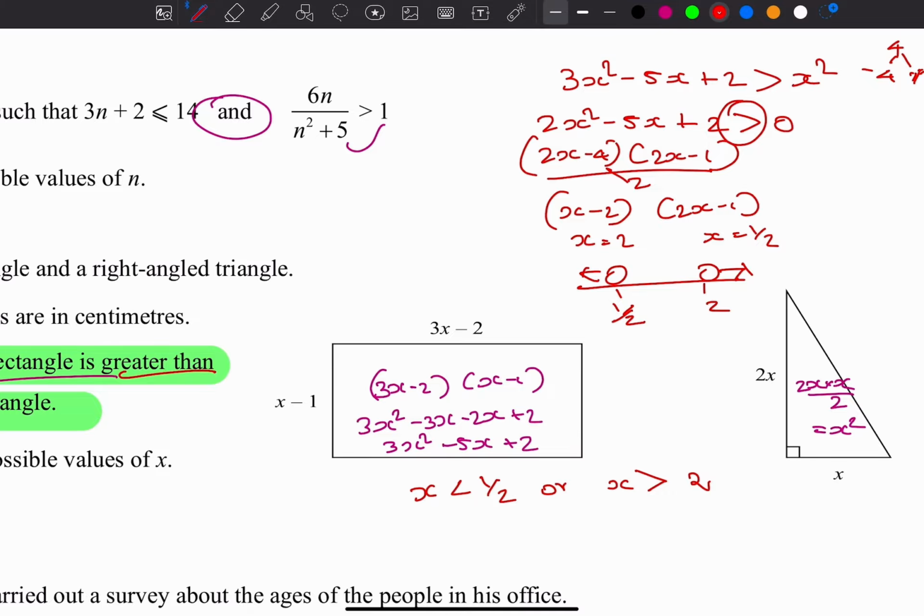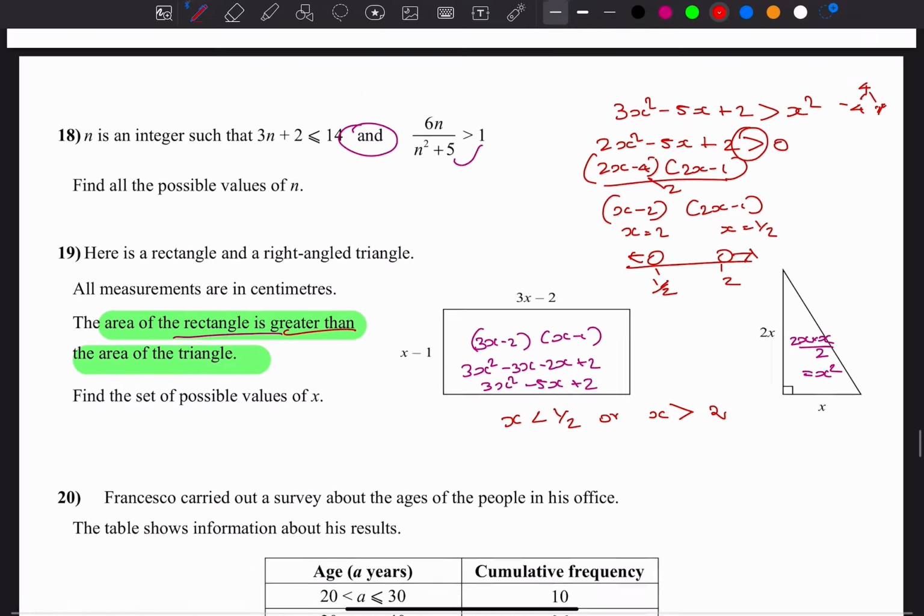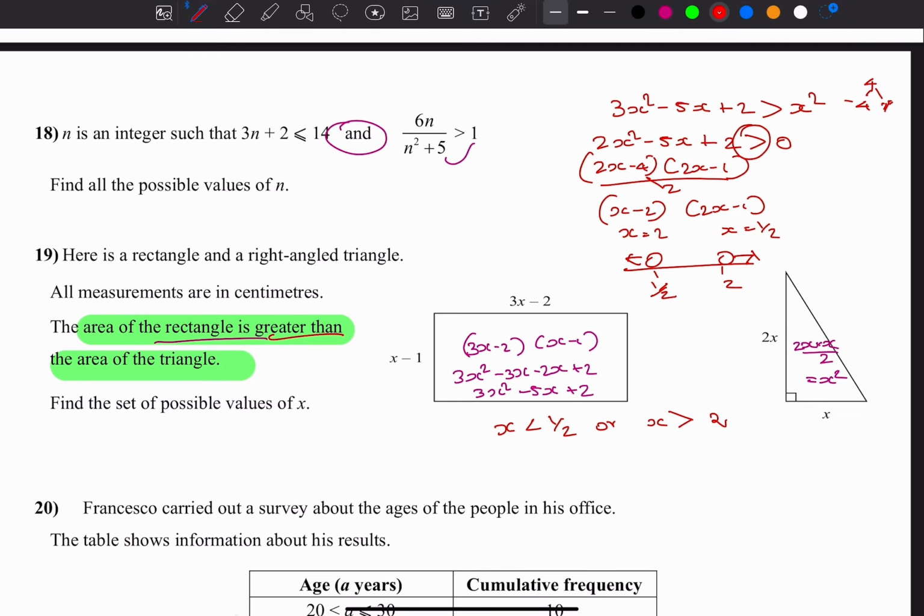Okay, now there is a problem. If x is less than a half, it wouldn't work. The reason why it wouldn't work is, if x is less than a half, maybe 0.1, then I can't do 0.1 take away 1. It will give you minus 0.9 as the length, which I cannot do. So you have to cross that off. The only list of possible values of x is that. This is somewhere they can catch you out, because this won't work.